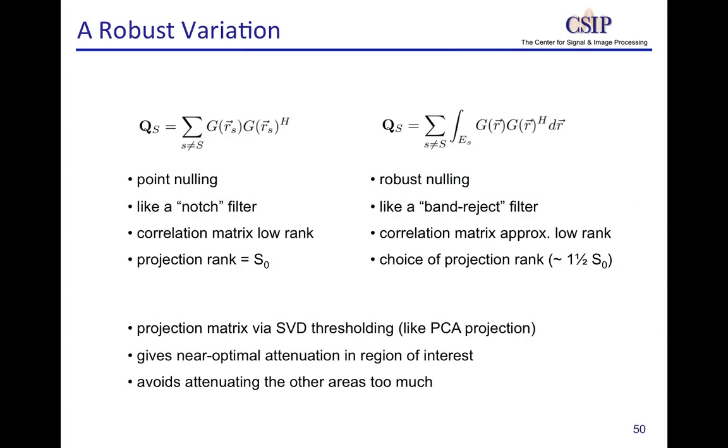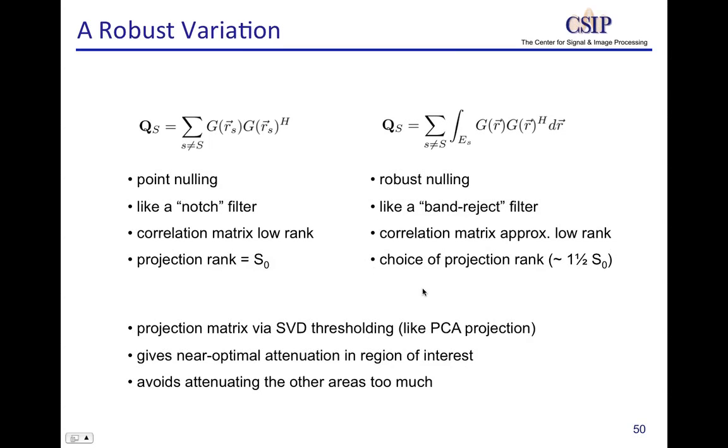So to compare these two, this is kind of a standard approach. This is using point nulling, and it acts like a notch filter. And in this case, the correlation matrix is low rank, and its projection rank is just equal to the number of sources that you have, which is just S naught in general. In this new proposed approach, we're proposing using a robust nulling approach, which is acting like a band reject filter. And so it's approximately low rank, but not quite.